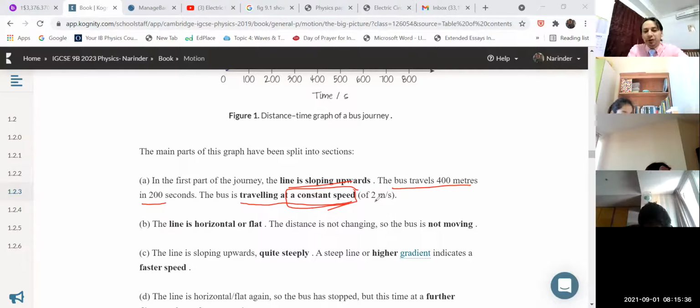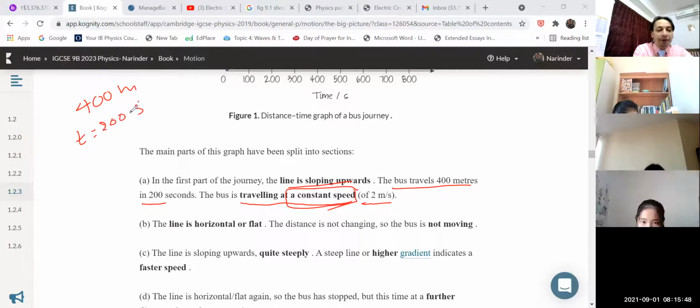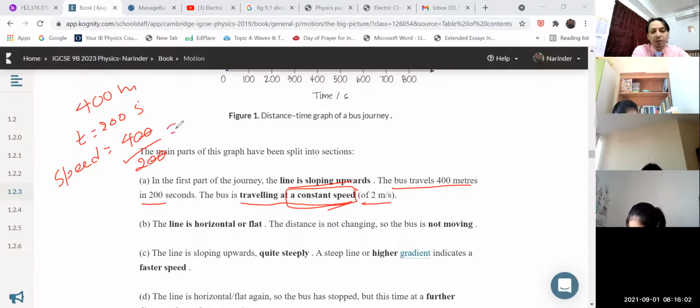And what is that constant speed? 2 meters per second. As I told you, children, the bus has covered a distance of 400 meters in a time of 200 seconds. Can you find out the speed? Yes, speed is given by the mathematical equation, speed equals distance divided by time. Distance is 400 meters, time is 200 seconds. If you do the calculation, you will find speed is 2 meters per second.